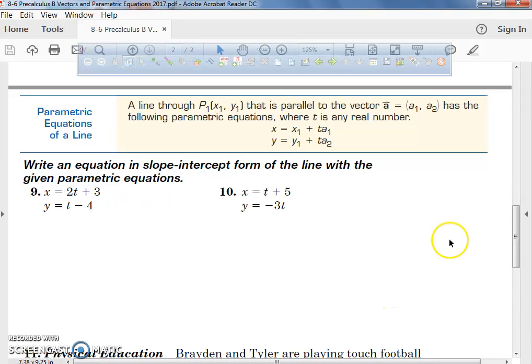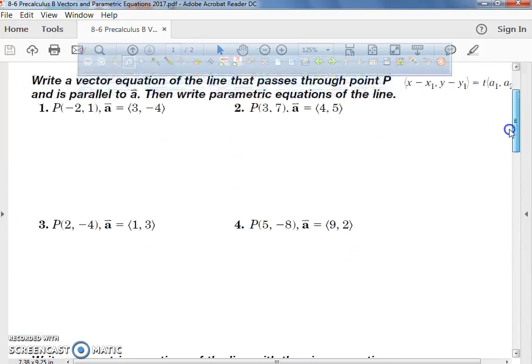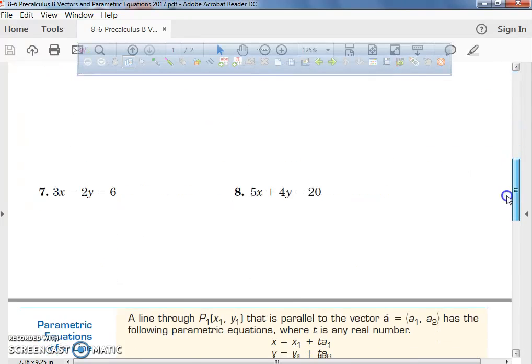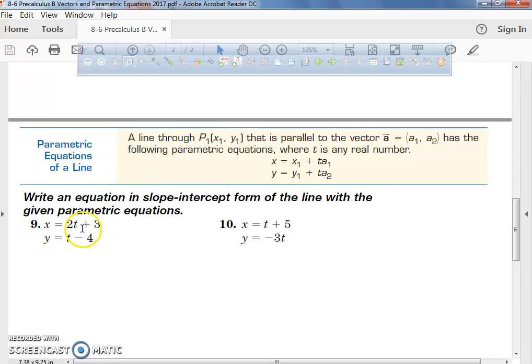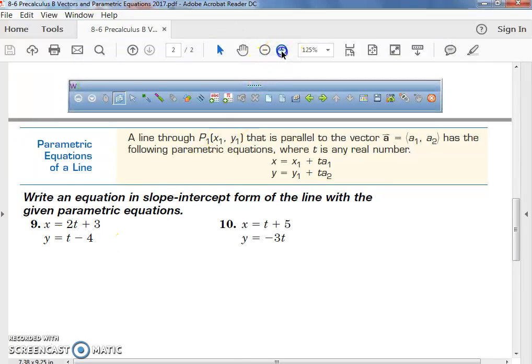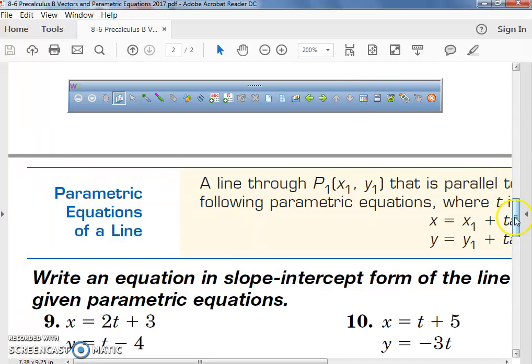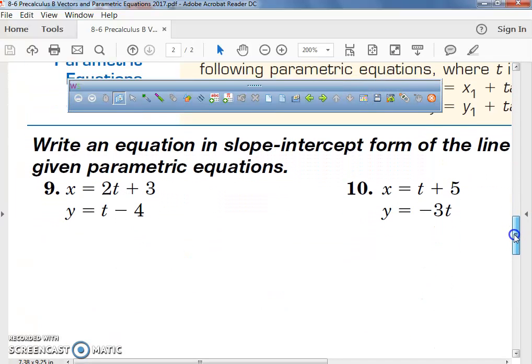All right, we're continuing to deal with vectors and parametric equations. We're going to focus on problem number 9. Right now, we have a couple of parametric equations, and we are going to change these two particular parametric equations into slope-intercept form. I'm going to show you a couple of ways of doing this.